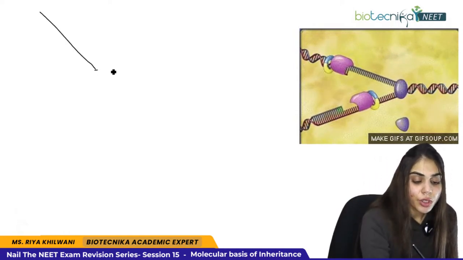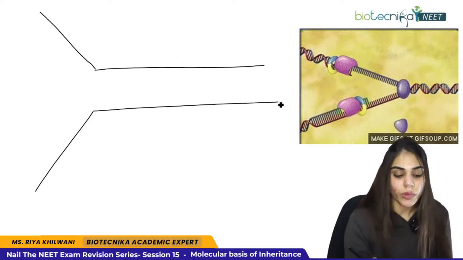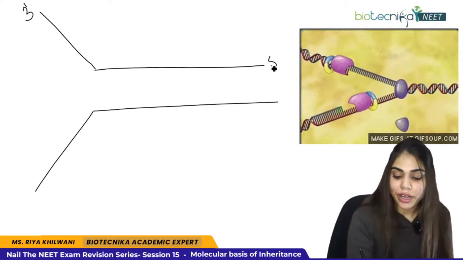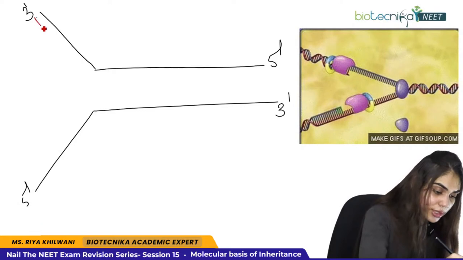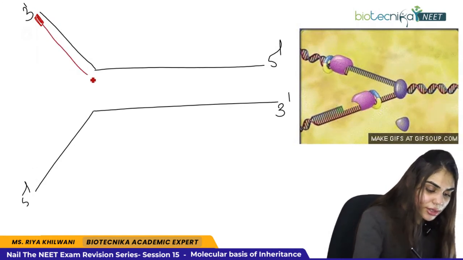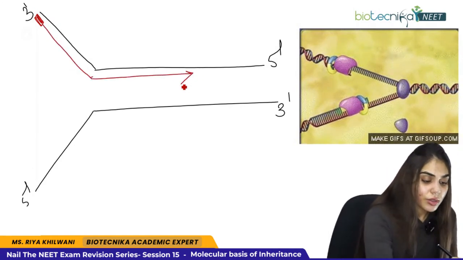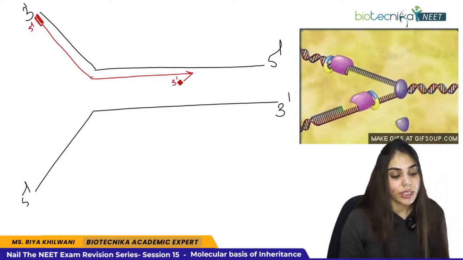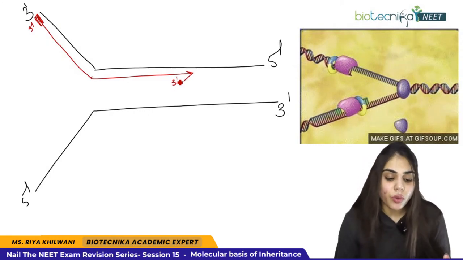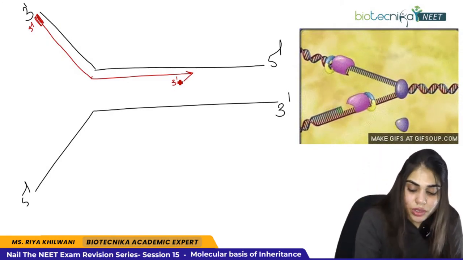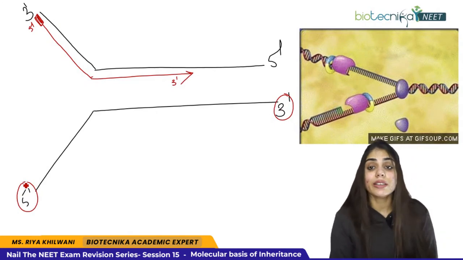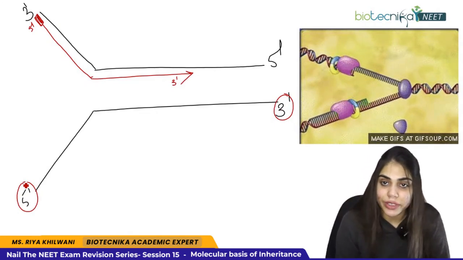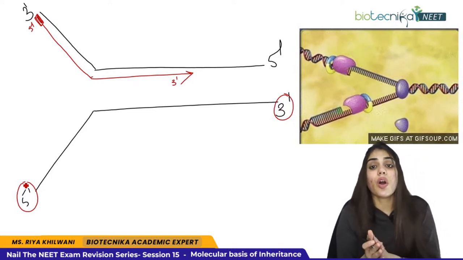So we again have two strands of DNA. Suppose this is 3' and this is 5', and this is 5' and 3'. Here the primer was synthesized that was proceeding along the DNA strands in the forward direction, and this is how the DNA was synthesized. So this is 3' 5' and this is 3'. Till here there was no problem. The problem was in the lower strand because synthesis is 5' to 3'. But here discontinuous, here semi-continuous synthesis of DNA is taking place because the helix is not opened up fully.